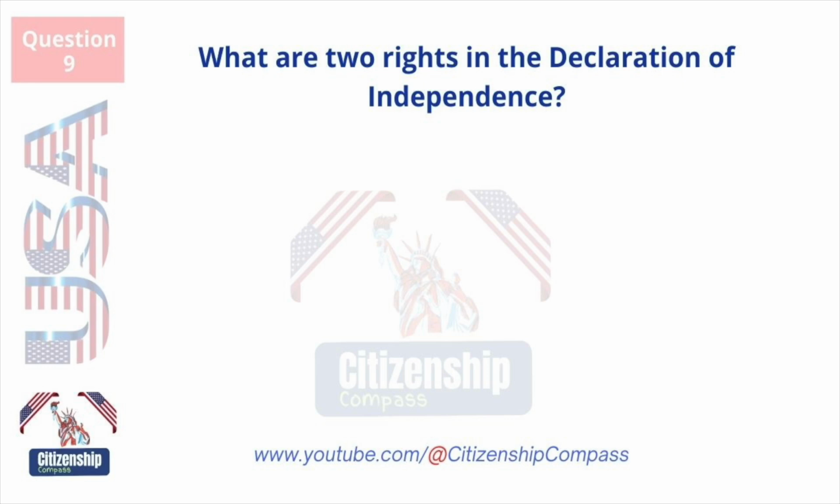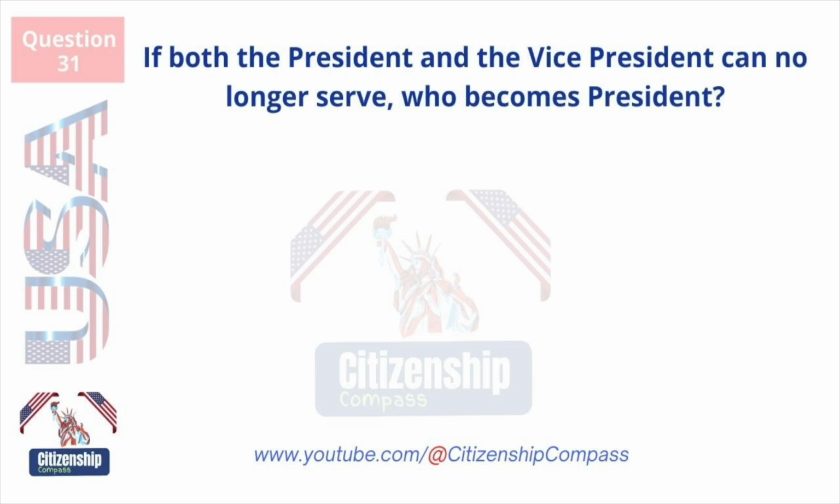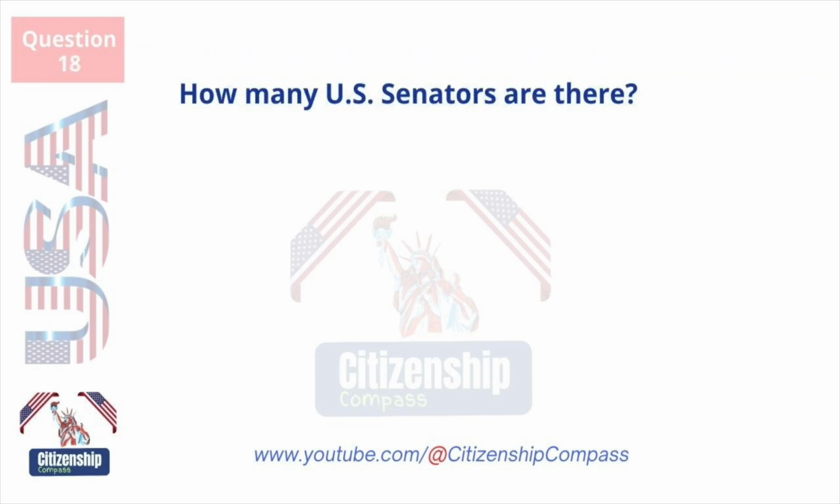What are two rights in the Declaration of Independence? Life, liberty. If both the president and the vice president can no longer serve, who becomes president? The Speaker of the House. How many U.S. senators are there? 100.